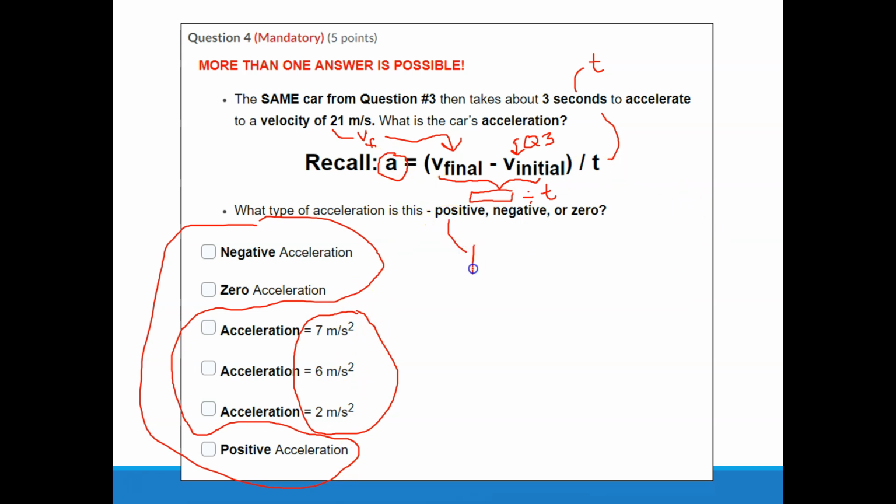Remember, positive means that it's getting faster. Negative means that your car is getting slower. And 0 means that your car is staying the same. It's either staying at rest or staying with the same motion.